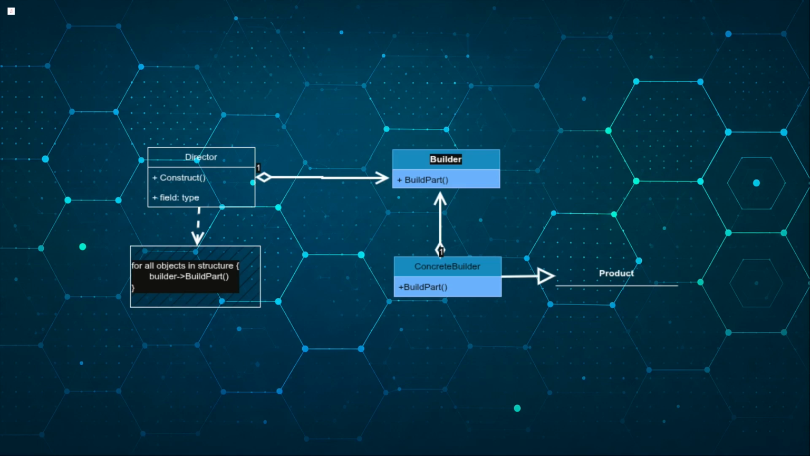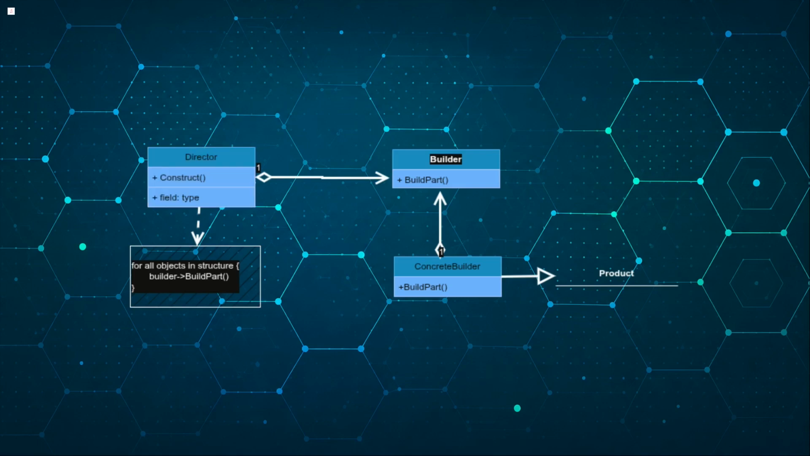Participant concrete builder implements the builder interface and performs the actual object construction steps. Encapsulates the logic required to create and assemble product components. In Python, it typically maintains a product instance and updates it dynamically. It receives requests from the director and returns the completed product.